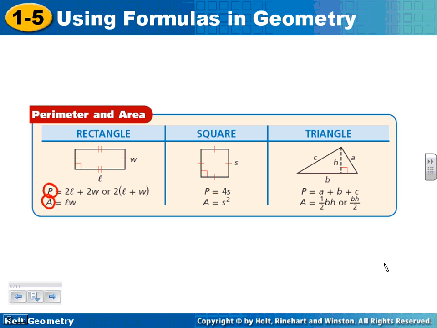So perimeter of a rectangle is twice the length plus twice the width. Area is length times width. Perimeter of a square is 4 times the length of a side. The area is side squared. And then triangle, the perimeter is you just add 3 sides up, A plus B plus C. And then the area one is 1/2 base times height, or that can be written base times height divided by 2. Again, you should be familiar with those.